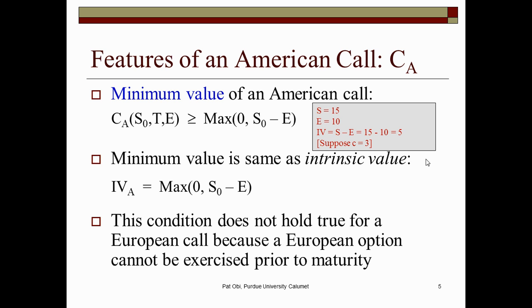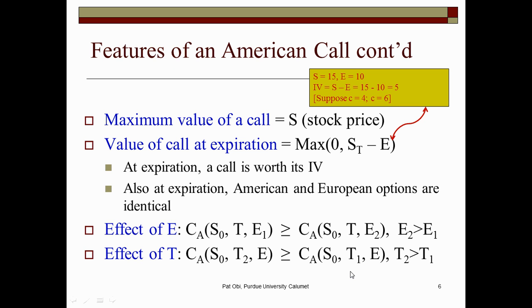And so you would want to buy this option, and so also would a lot of people want to buy it. And as the demand for this option increases, so will its price until it hits a value not to be less than 5. We note here though that this minimum value condition does not hold true for a European call, because a European option can only be exercised at maturity, or if you like, cannot be exercised prior to maturity. They mean the same thing.